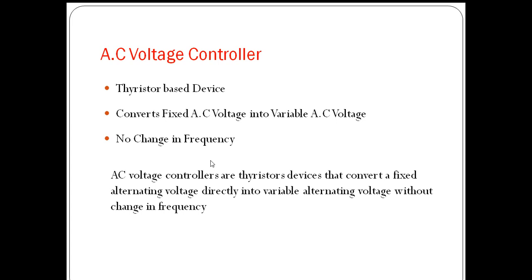The AC voltage controller is defined as a thyristor family device that converts a fixed alternating voltage into a variable alternating voltage without changing the frequency.